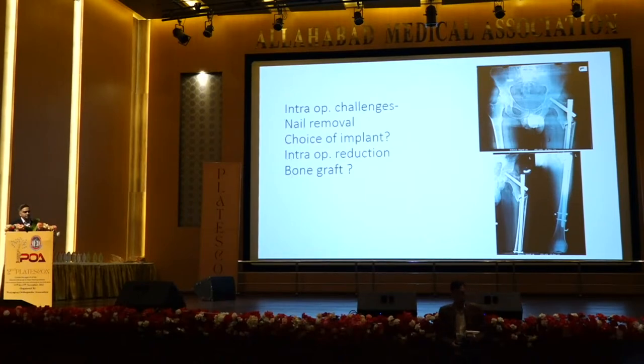Coming to the intraoperative challenges, one big challenge was nail removal. As you all know, removal of the helical blade and proximal fragment will be easier, but removal of the distal fragment will not be so easy. So we need to have an extraction instrument on the table. And coming to the choice of implant, should we go with a long PFN, angle blade plate, BHS or DCS? Anyone from the house? Which implant should we use if you are operating?